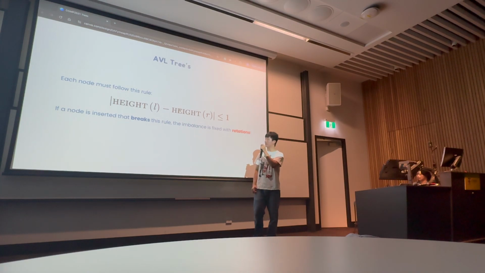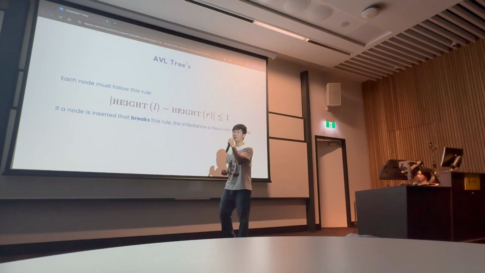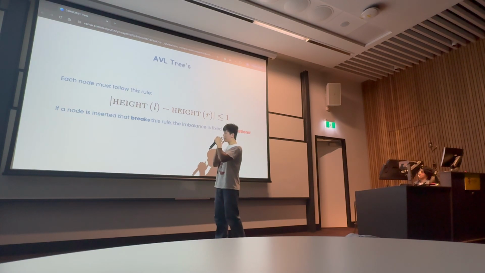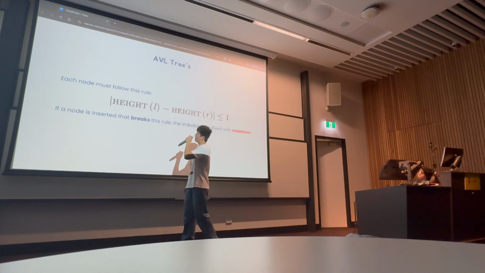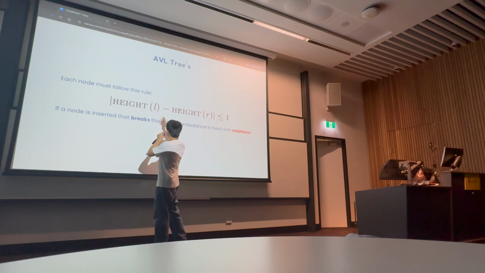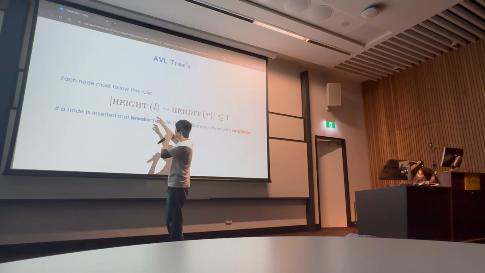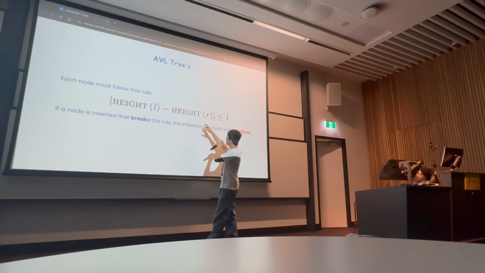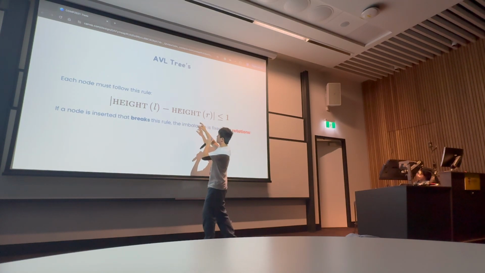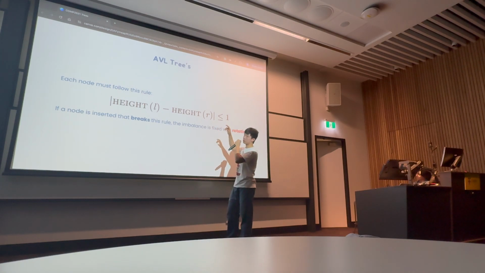And because it is balanced, the worst case time complexity for all of its operations is O of log n, which is really good. Because that's the whole point of a binary search tree, to do everything in log n, which is really fast. But there is one crucial property of AVL trees, and it's represented by this equation here. The height of the left subtree minus the height of the right subtree, when we take the absolute value of that, must be smaller or equal to 1.